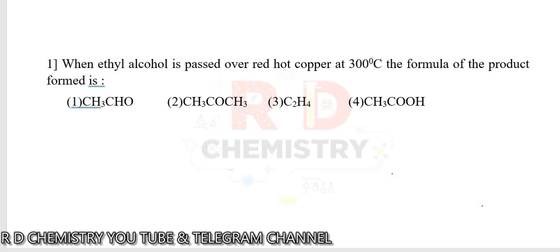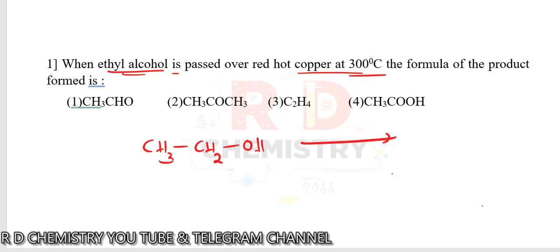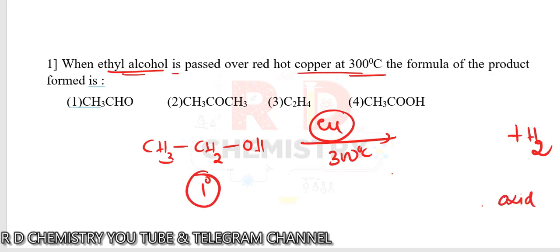Let's see the questions now. When ethyl alcohol is passed over red hot copper at 300 degrees centigrade, the formula of the product formed is? Ethyl alcohol is CH3CH2OH. It is heated in the presence of copper at 300 degrees centigrade. The copper is used as a dehydrogenating agent. Dehydrogenation is nothing but oxidation. And this is a primary alcohol. Primary alcohol becomes the corresponding aldehyde, and the corresponding aldehyde has 2 carbon atoms. We are going to get acetaldehyde or ethanal. Okay. So the answer is option number 1.